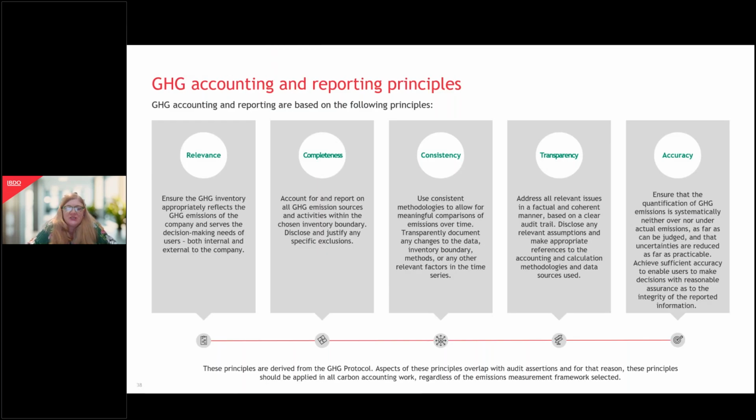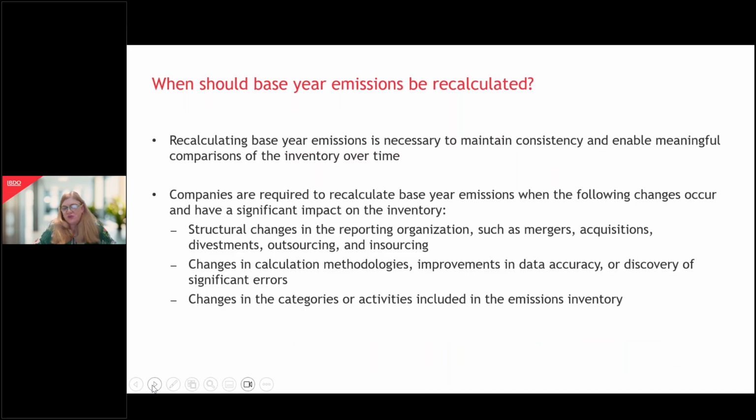Before we look at that policy, just a bit of a reminder, the Greenhouse Gas Protocol includes the following accounting and reporting principles around relevance, completeness, consistency, transparency, and accuracy. And when we're looking at recalculating our baseline, we're dealing with consistency. So consistency over time and transparency over time. So if we look at the recalculation policy, when should your base year emissions be recalculated? According to the Greenhouse Gas Protocol, recalculating your base year emissions is necessary to maintain consistency and to make meaningful comparisons of your carbon inventory over time.